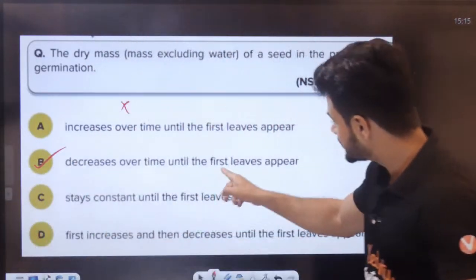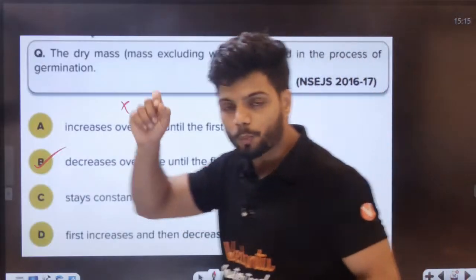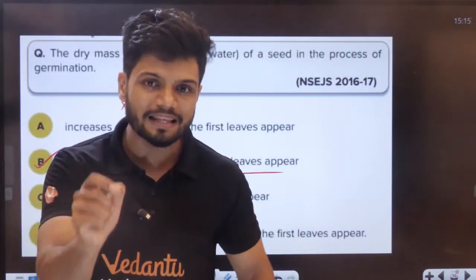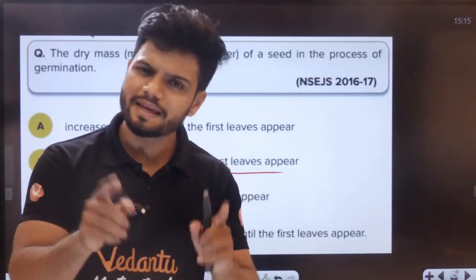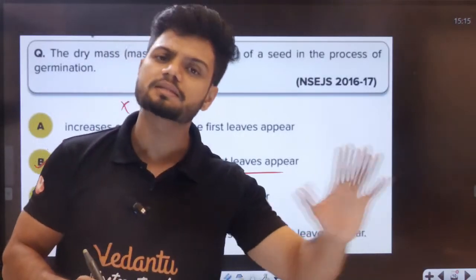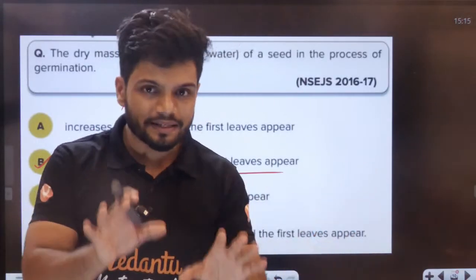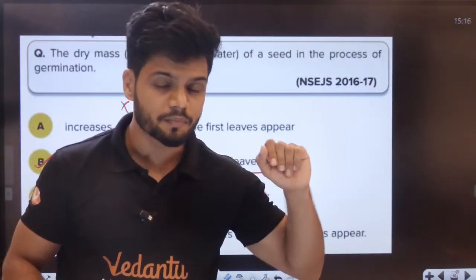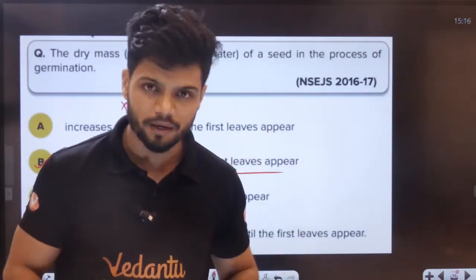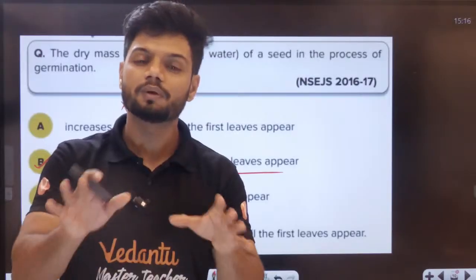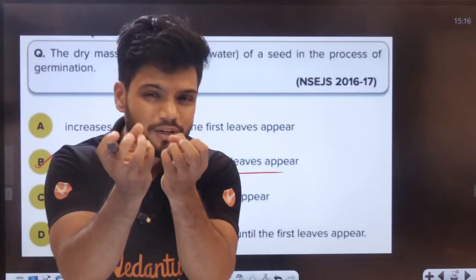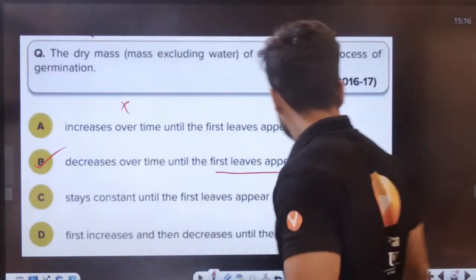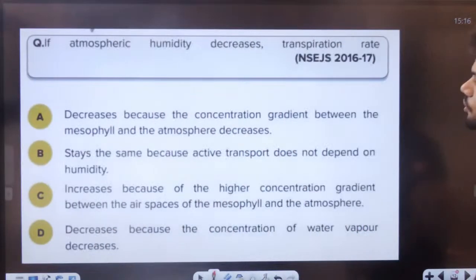Now why until the first leaf, students? Because when the first leaf appears, they can now start photosynthesis easily. So until photosynthesis can start, until the leaf is produced, dry mass will keep on decreasing, because dry mass is getting consumed completely. Okay. Now students, next question on the board.